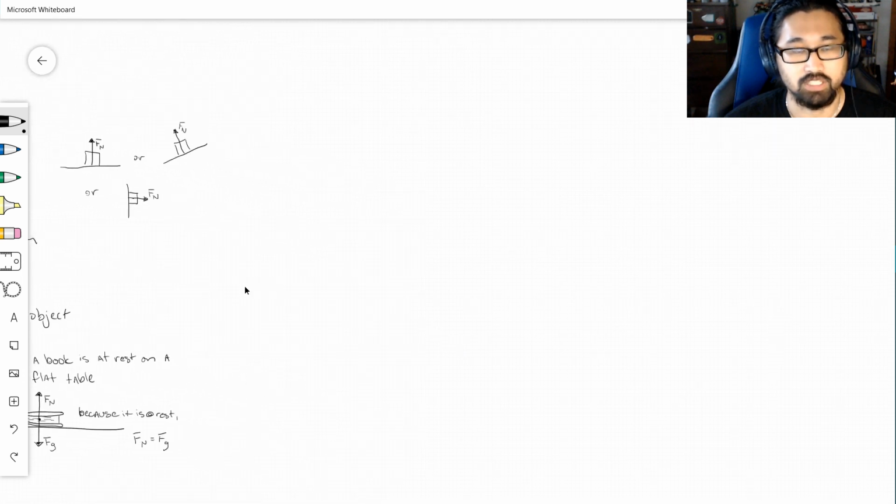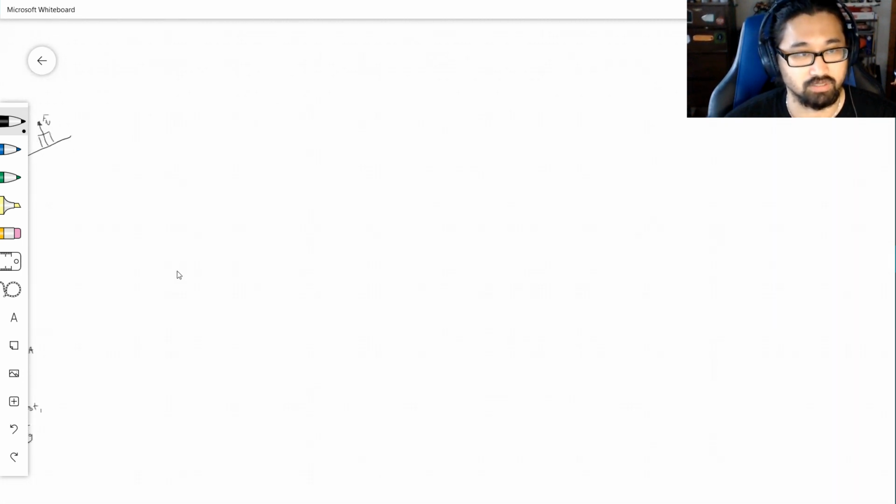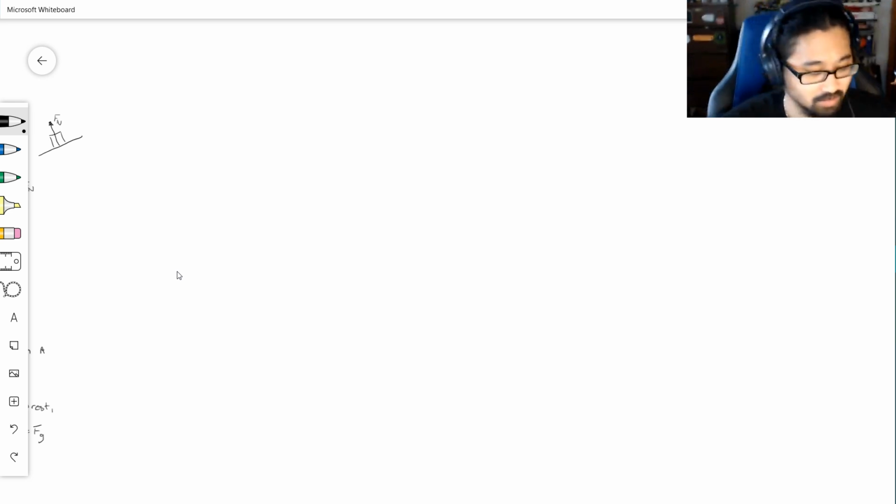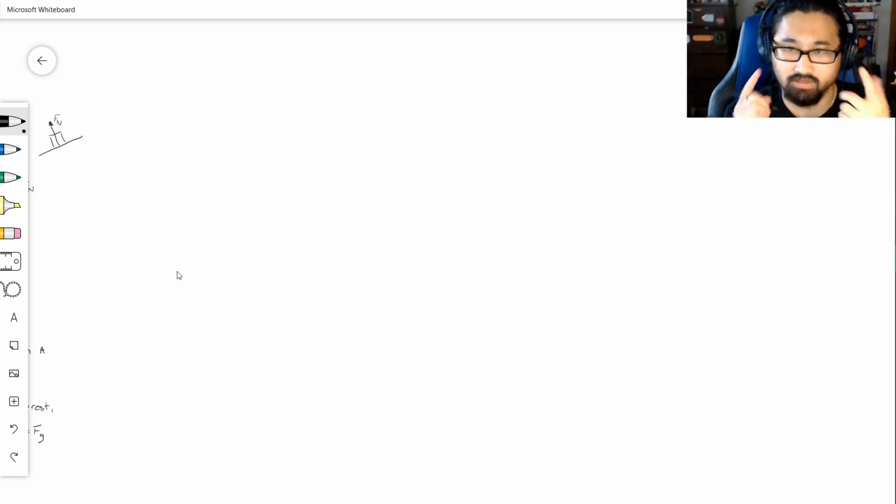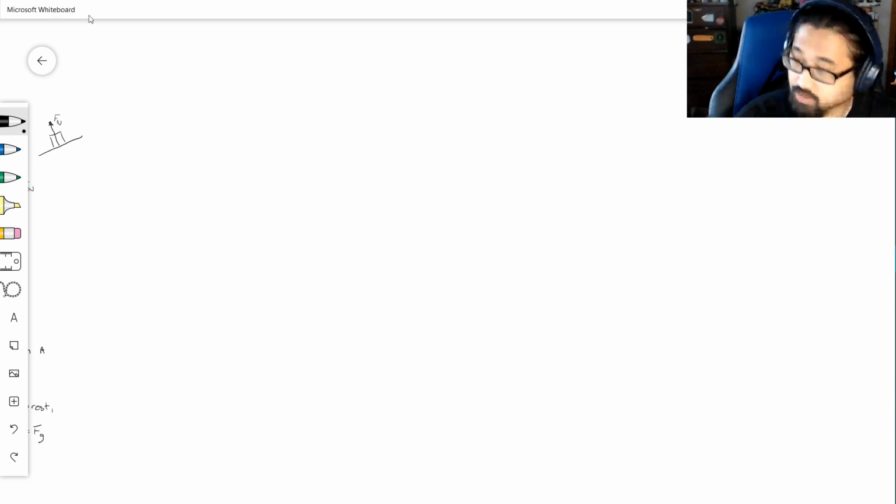There's some keywords, phrases, like always, that you can look out for. One of the first is force of friction. But even more than that, you still have to recognize different scenarios. So let's look at the force of friction.